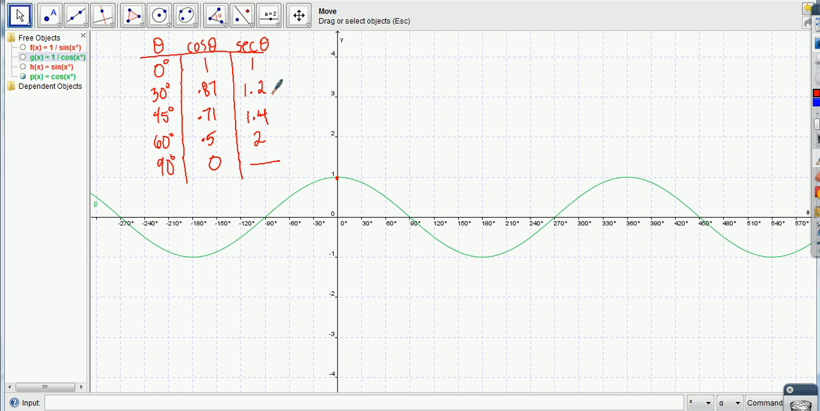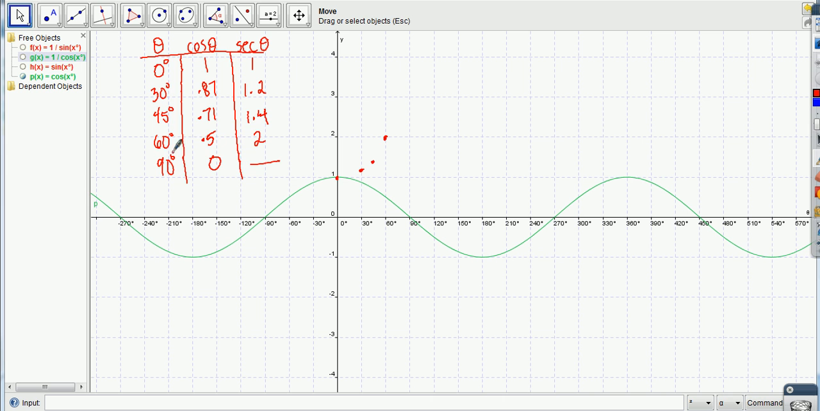At 30 degrees, what are we going to go to? 1.2. So we're going to go about right there. Now I'm just kind of eyeballing, right? I don't see exactly where 1.2 is, but that's probably close. At 45 degrees, we put in 1.4. So 45 is halfway between there. 1.4, I'd say about right there. Okay, that's pretty close. 60 degrees, that's an easier one. That's 2, so I can go right on the dot right there.